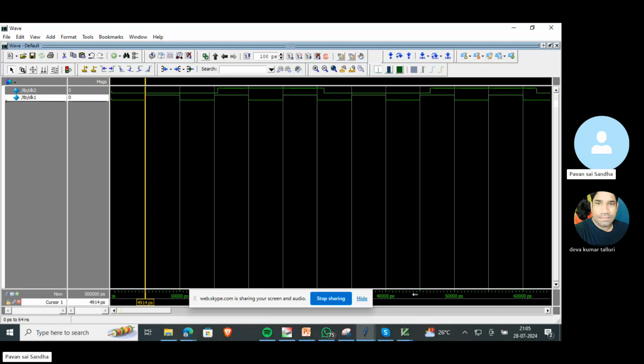5 nanoseconds. I said no, 1 nanosecond equals 1000 picoseconds. That means at 50 nanoseconds it is at 50,000 picoseconds. So we can say that 1 nanosecond equals 1000 picoseconds. That's the difference. It is at 4 nanoseconds and it is at 10. So 10 minus 4, we can say that for every 5 nanoseconds it is getting iterated. It is clock 1.